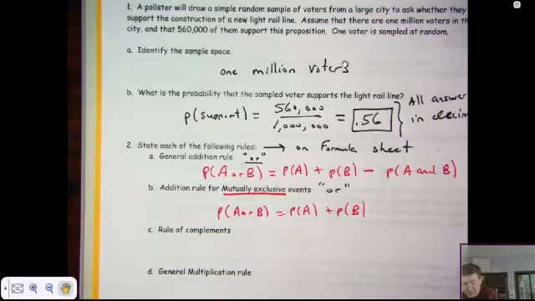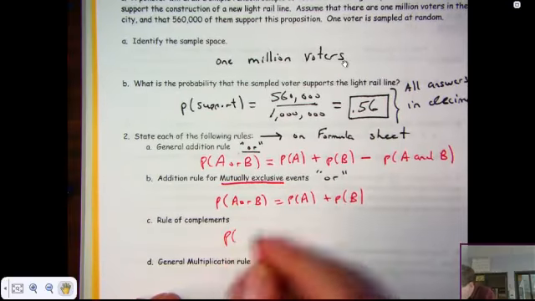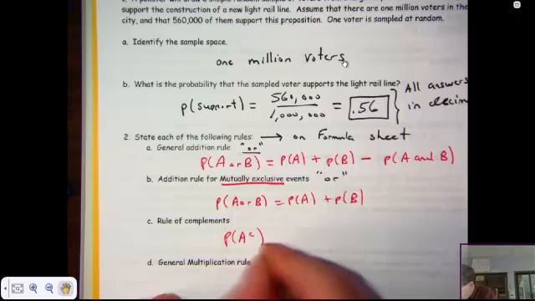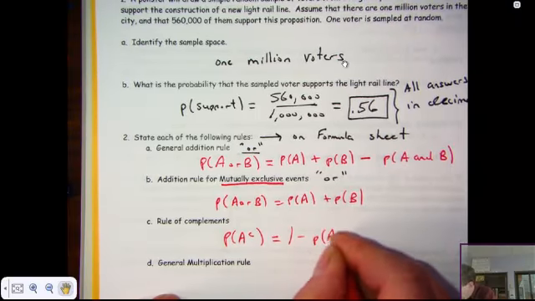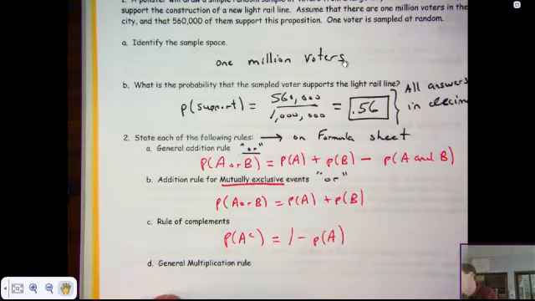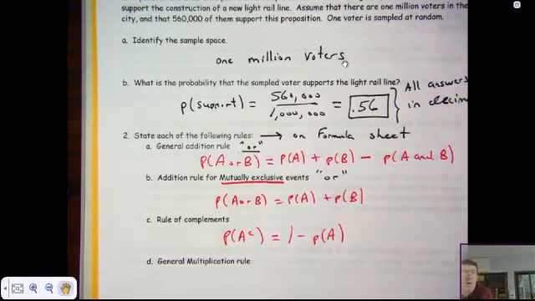The rule of complement says that the probability of a complement happening is 1 minus the probability of the event A happening. Alright, so as I look outside, I see it's all cloudy. If the probability of rain today is 20%, what's the complement of raining? No rain, not raining. So what's the probability of it not raining? 80%, right.